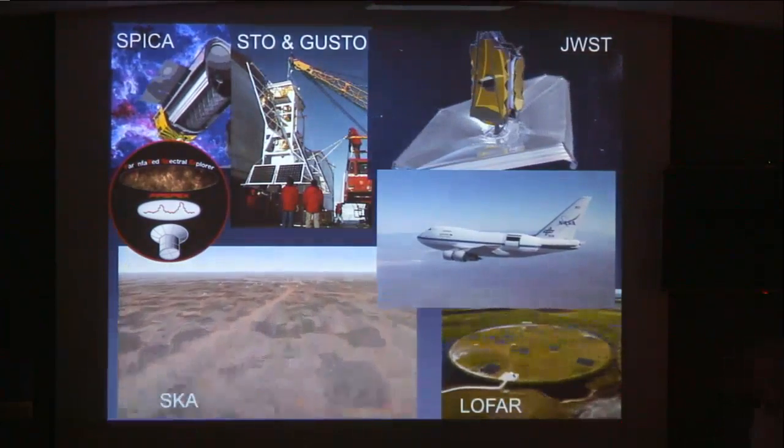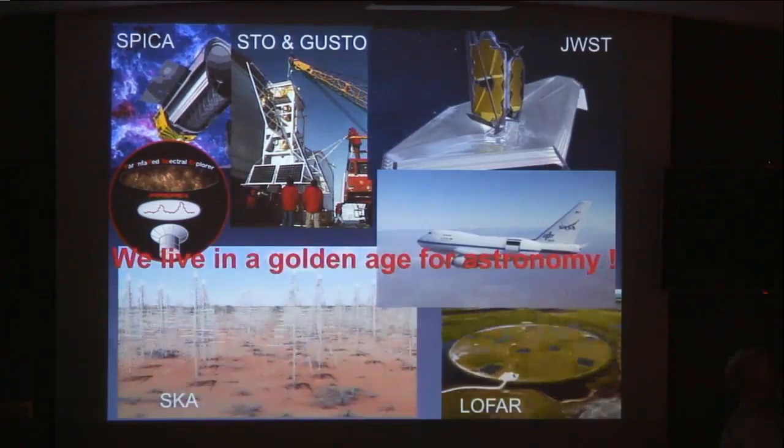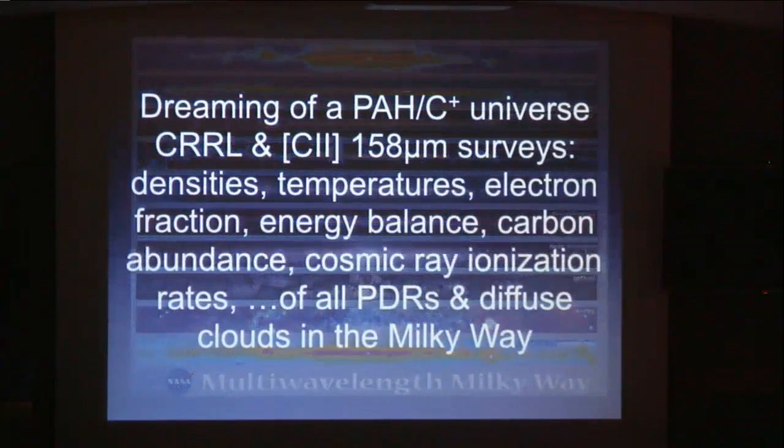And so it's very clear that we live in a golden age for astronomy. And when you live in a golden age, you can start to dream. And I'm dreaming of this carbon plus PAH universe, where your carbon radio recombination lines, the carbon plus 158 micron line, will give you the densities, the temperatures, the electron fraction, energy balance, carbon abundance, cosmic ionization rate of all the PDRs and all the diffuse clouds in the interstellar medium.